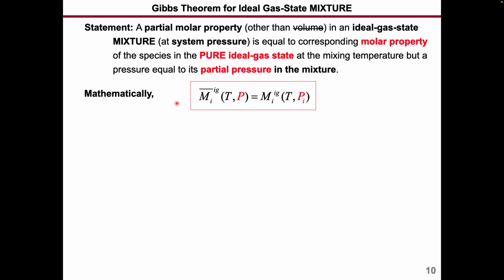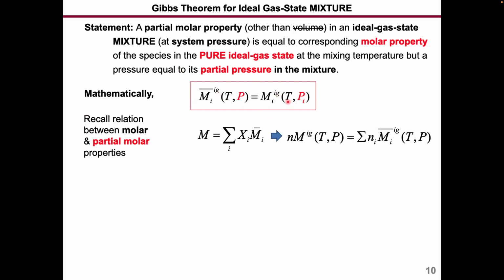All right, so now you know this from Gibbs theorem, and then we recall, right? The mixture property is just equal to the mole fraction times the partial molar property. And then if you multiply by n on both sides, so M^IG, right, because we are talking about the ideal gas state mixture, so you will have M^IG at T and P, system temperature and system pressure.